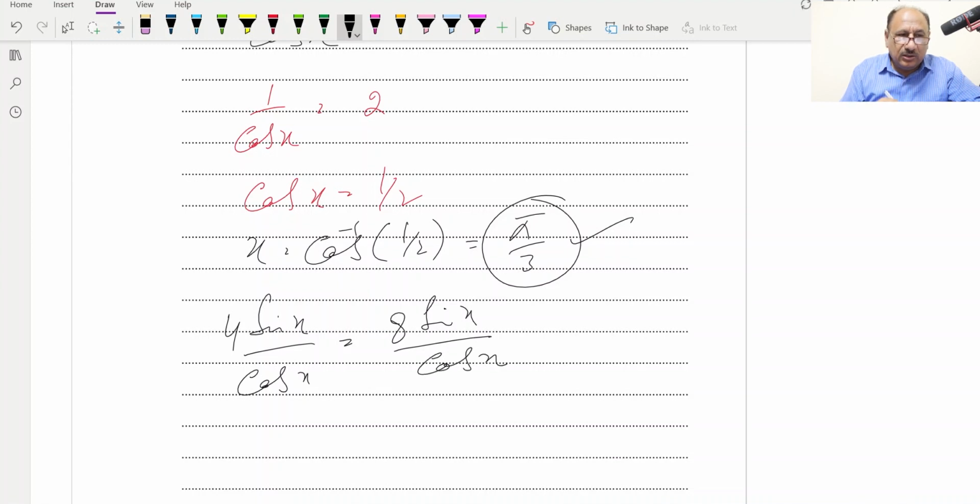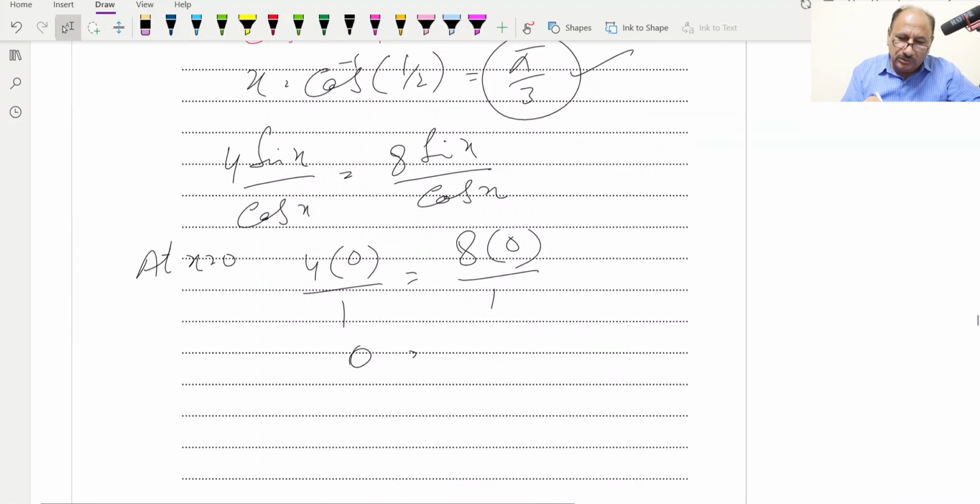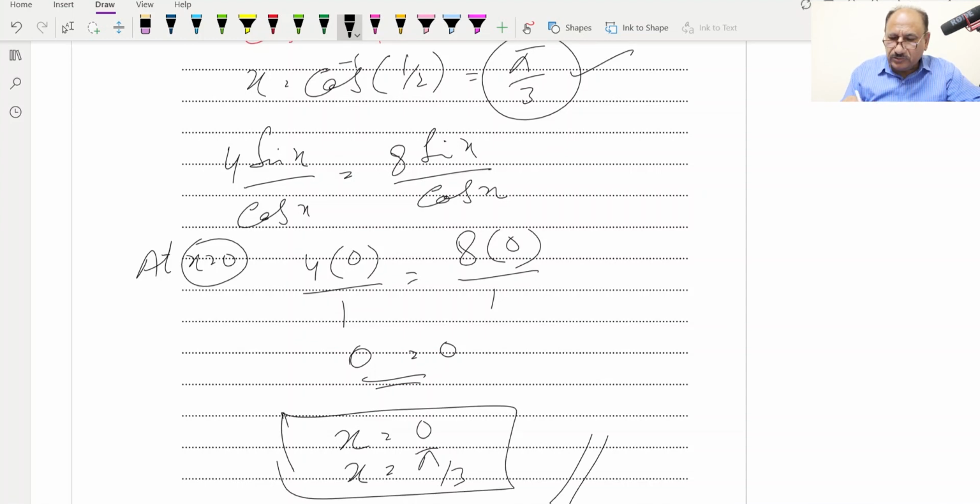This is the equation. Now at x is equal to 0, we can replace here. This will be 4 into sine 0, which is 0, over cos 0, which is 1, so we can write over 1 will be equal to 8 into 0 over 1. So this will be 0 is equal to 0, which is also true, so this value will also be true. So our answer will be x is equal to 0 and x is equal to pi by 3. So these two will be our answers.